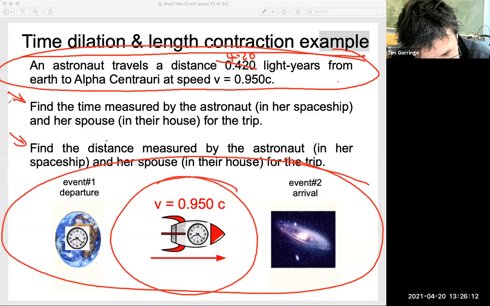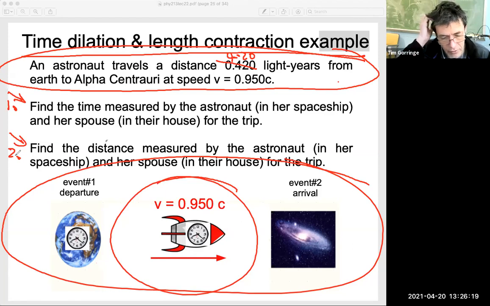So we're going to answer that first. And then here's the second question. Find the distance measured by the astronaut in a spaceship to Alpha Centauri, and find the distance that I measured as the spouse for the length of a trip to Alpha Centauri. So find the two distances.